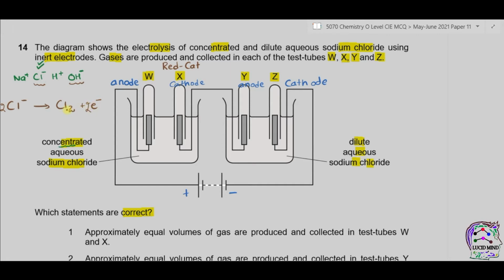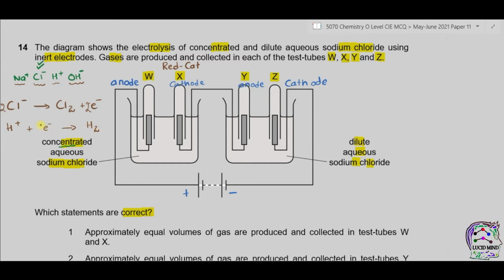We can balance the equation. Second is the reaction at cathode, which is reduction. So cations will move towards cathode. We have H positive and Na positive. Among these two, according to discharge series, H positive ions are discharged easily as compared to Na positive. So it will gain electrons to form hydrogen gas.